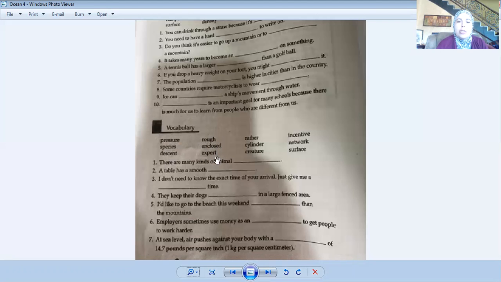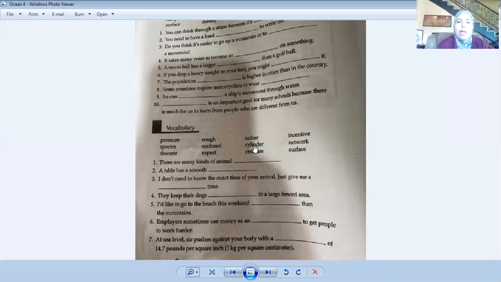And then we have the word enclosed. We also took this word, and it means to be inside something, like to be caged or trapped into something. Expert is like a specialist, a person who knows so much about a certain field and about a certain topic and about a certain science, probably. Then we have the word rather. Rather means like instead.